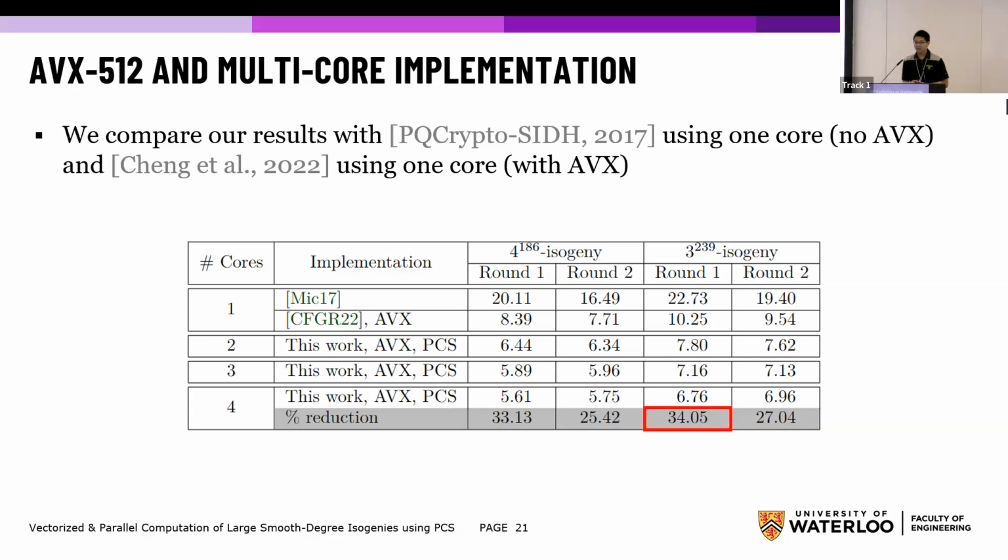So here, when we move to multi-core implementation, when we have 2 cores, 3 cores, and 4 cores, we can see that the running time reduces. And when we have 4 cores, the reduction can get up to 34% for the execution time, which is quite significant.